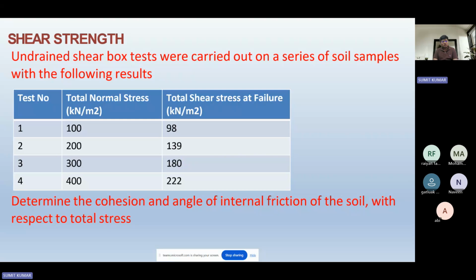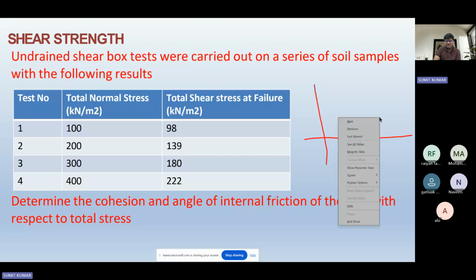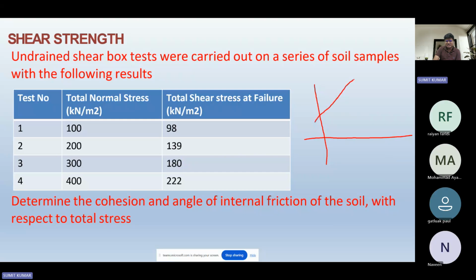Now you just have to plot this on the xy plane, in which on the y-axis the shear stress is there, and on the x-axis the normal stress is there. Once you plot the graph like this, let me take a pen. When you take the normal stress on the x-axis and the shear stress on the y-axis, you will get a figure like this, a nearly horizontal line. The intercept at the y-axis is cohesion, and the angle with the horizontal axis is the value of phi, that is the angle of internal friction.